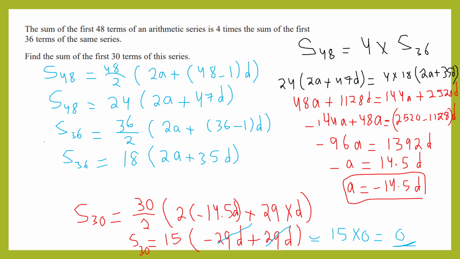So again, what did we do? We took S48 and replaced each n by 48. We got this equation: S48 equals 24 multiplied by 2a plus 47d. S36 is 18 times 2a plus 35d. Then, according to the given, I equated S48 equals 4 times S36. Then we substituted what was given in the two equations till we got this relationship. Then we made a the subject, equal to negative 14.5d. Then I replaced this relationship in the formula for S30, and at the end the answer is 0.